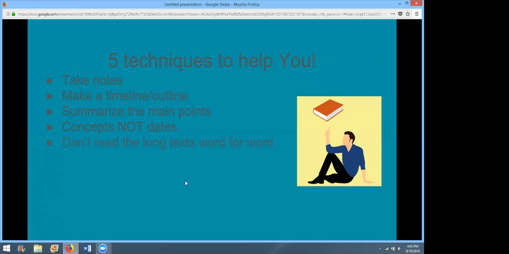Last but not least, don't read the long text word for word. Like I said a couple minutes ago, I made that mistake. I really did. I tried to read an entire textbook word for word, and by the time I was done reading, I was too tired, and it was at midnight, and I didn't want to do the work. So I read all that work, and I didn't get my homework done because I was just too tired. So don't read the long text word for word. Summarize.